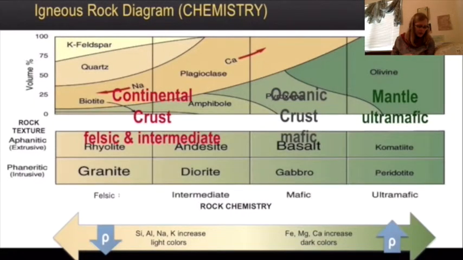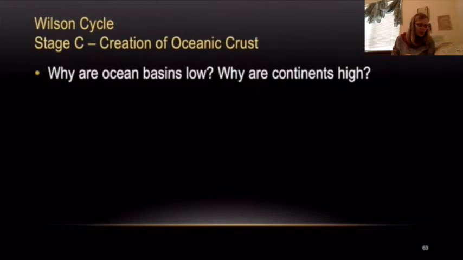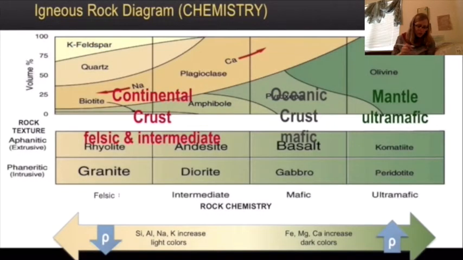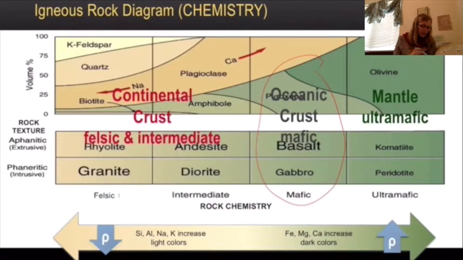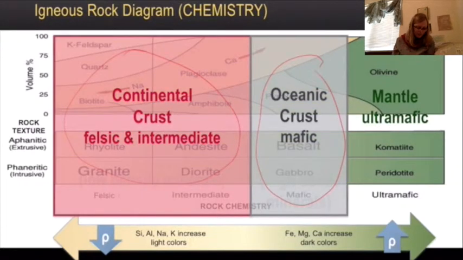All right, so what is the chemistry of the ocean crust? The chemistry of the ocean crust is mafic. What's the chemistry of the continental crust? The continental crust chemistry is felsic and intermediate, so this is what we're dealing with here. What's the density of the ocean crust? Is it high or low? Is it heavy or is it light? If you pick a piece of ocean crust up, is it going to feel heavier or lighter? It's high density, so it will feel heavy.